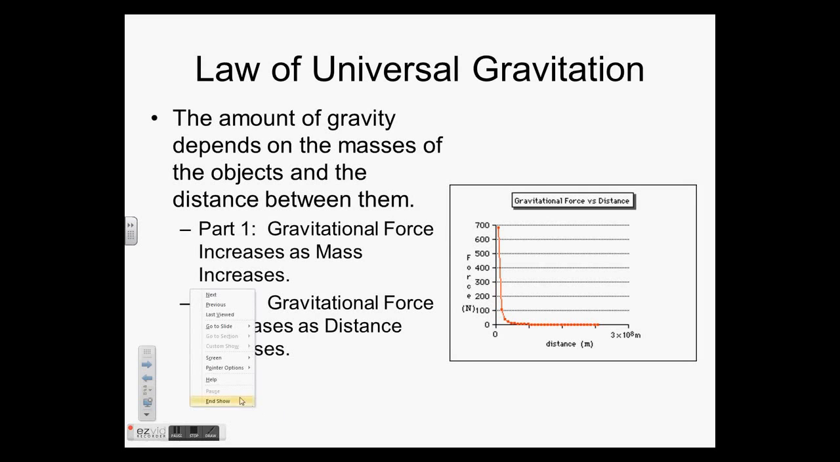So you can see part 1, gravitational force increases as mass increases. Okay, that just makes sense. The bigger the mass, the bigger the gravity. Okay, the Earth has a bigger mass than I do, so it has bigger gravity. Easy. Part 2 also makes sense. Gravitational force decreases as distance increases. So the farther apart the objects are, the less gravity. The closer they are together, the more gravity. Okay, it should just make sense.